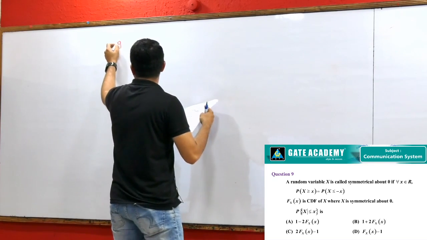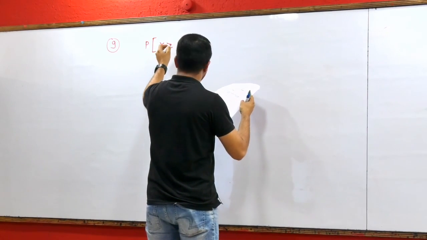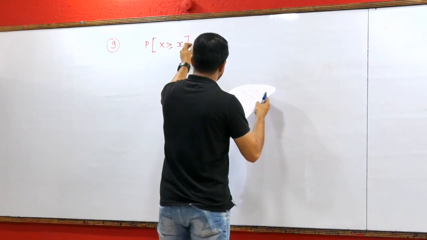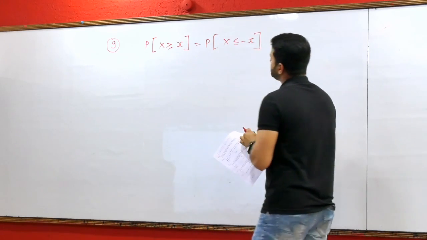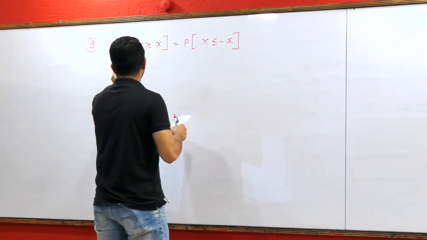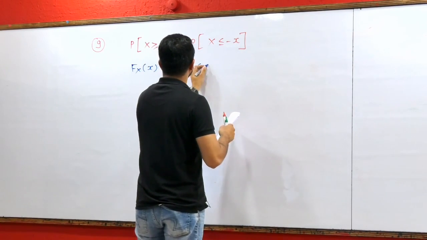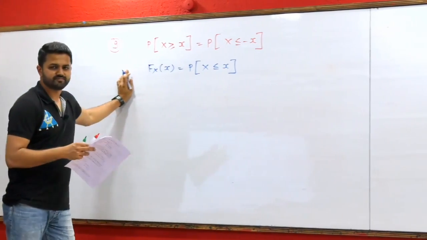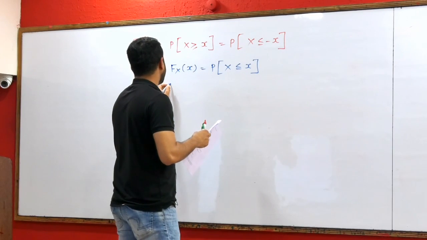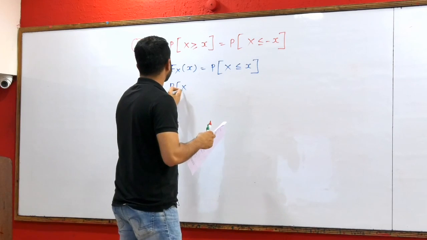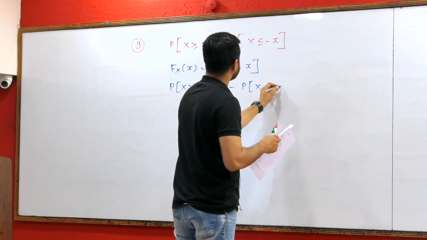So question number 9 is: the probability that X is greater than or equal to x is equal to the probability that X is less than or equal to minus x. It is given, we know that the CDF is defined as the probability that X is less than or equal to x. Now this can be written as the probability that X is greater than or equal to x can be written as 1 minus the probability that X is less than or equal to x.